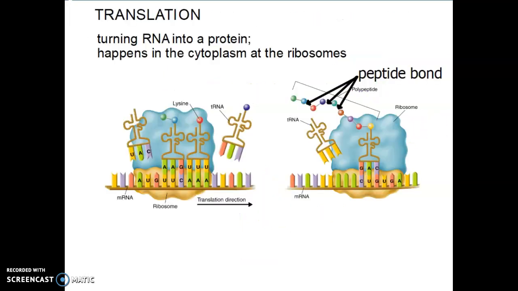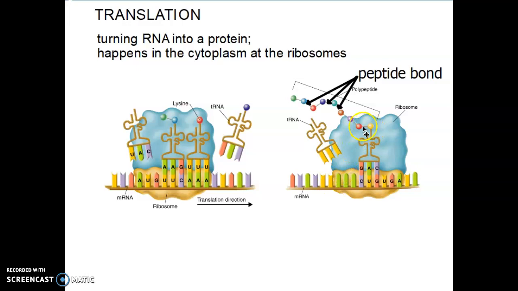Okay? All right. So translation is the process of turning RNA into a protein. So far we've done transcription, which is turning the DNA into the RNA. And then the next step, the RNA leaves the nucleus and heads over to the ribosome, okay? And then the ribosome will turn that RNA into a particular protein, which gives us our traits. Okay, so that's the process that's going on here.